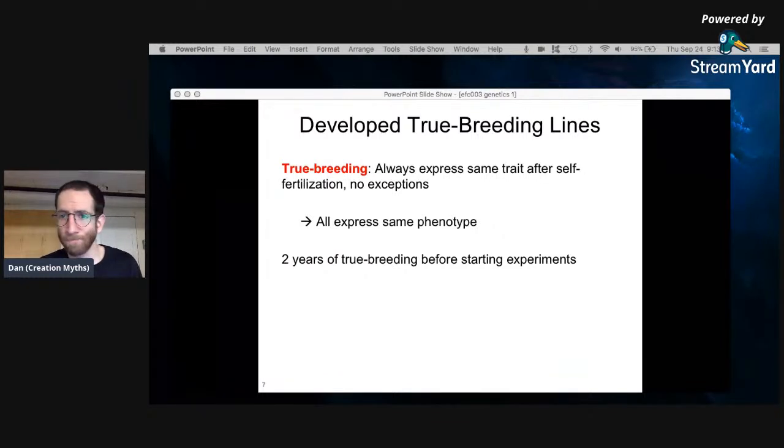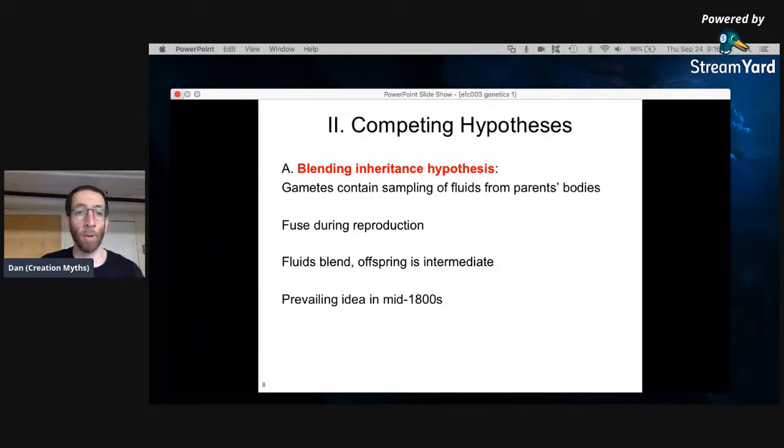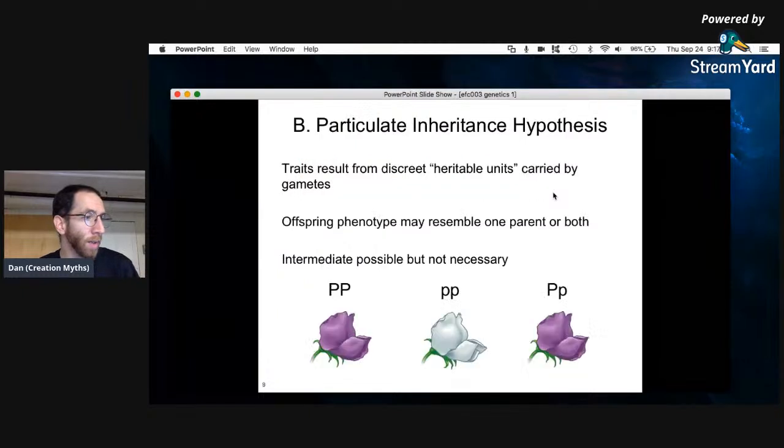Okay, so this idea of blending inheritance, this was the prevailing idea. The alternative idea was called the particulate inheritance hypothesis. So this is the idea that there are discrete heritable units carried by gametes. So instead of having fluids that mix together, you've got discrete things.